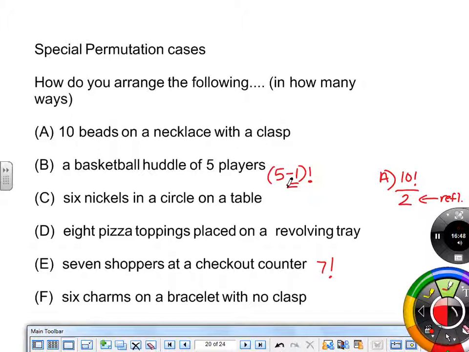Now that we've talked about bracelets a little bit, okay? So F, 6 charms on a bracelet with no clasp. So you have a bracelet. This time it has no clasp.